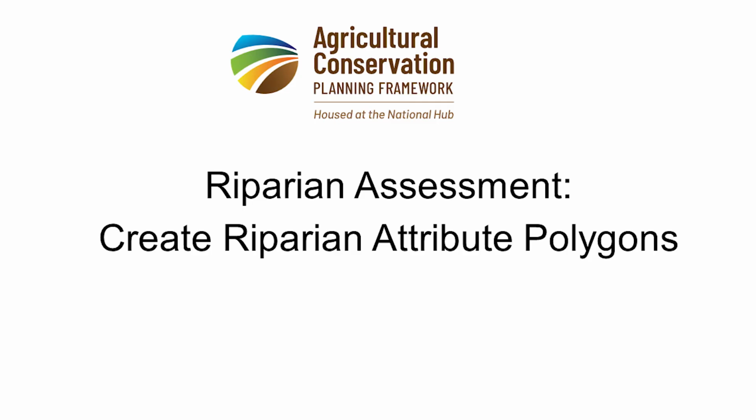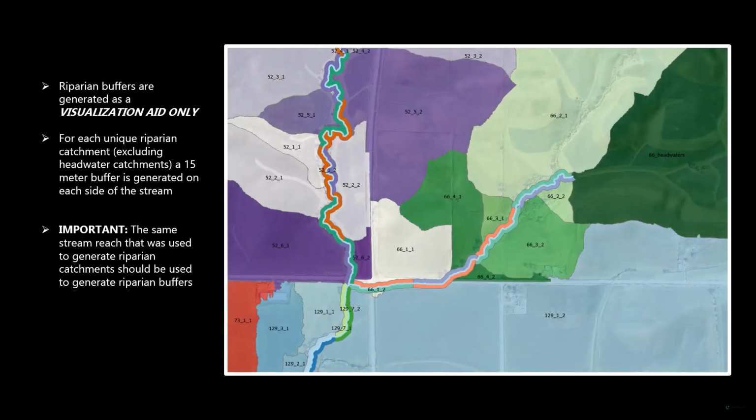In this video, we're going to discuss the Riparian Attribute Polygons tool. This is the second tool in the Riparian Assessment section of the ACPF Toolbox. This tool generates a buffer on the stream reach and segments it into pieces that correspond with the riparian catchments. These riparian attribute polygons are purely meant for visualization purposes only, and no extra assessment is done with them.